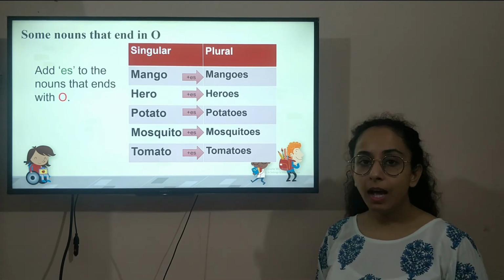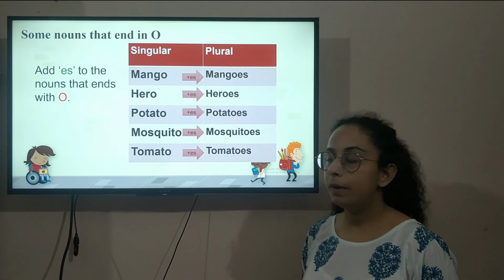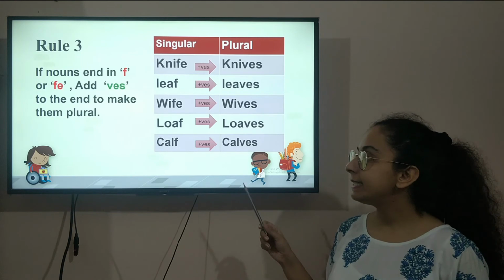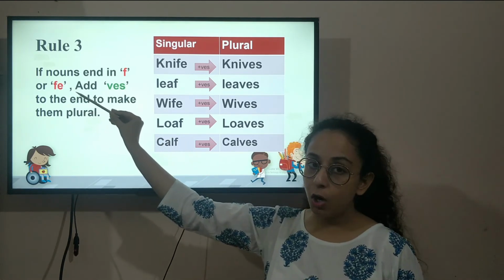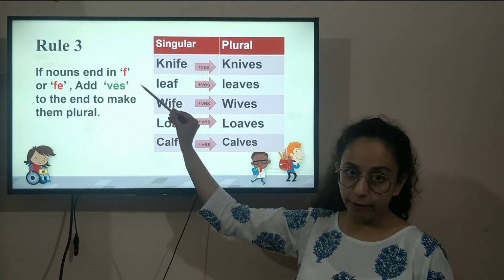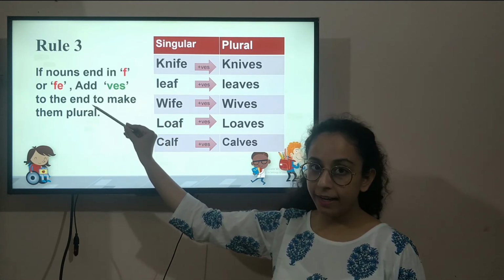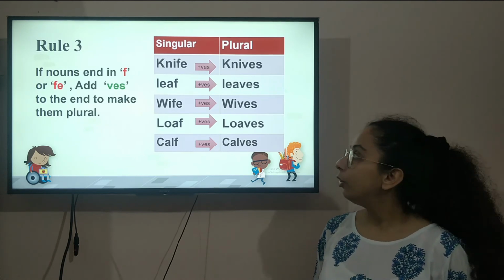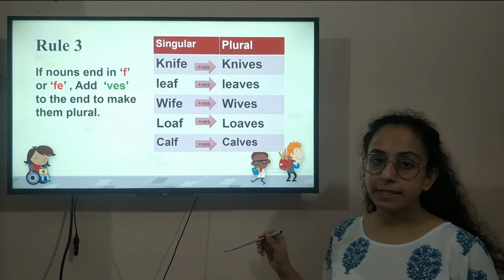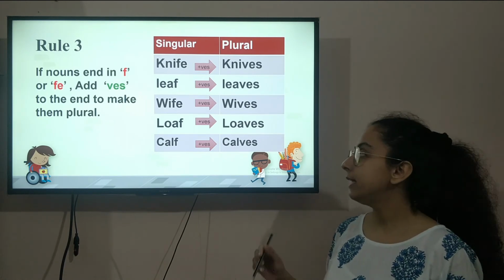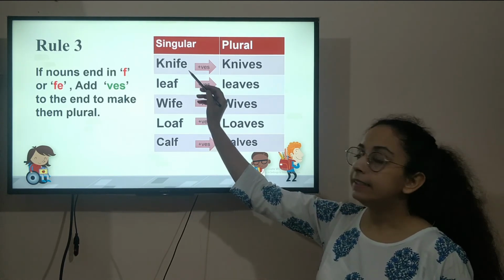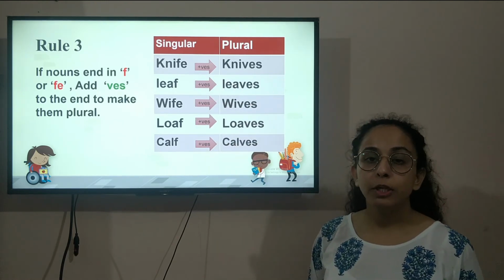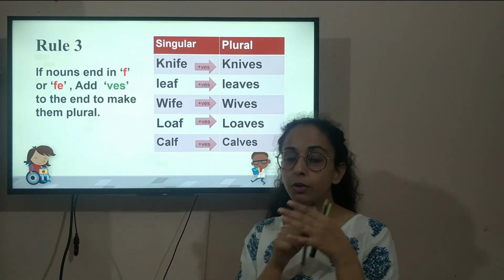tomatoes. Okay, now let's move to rule number 3. So what does rule number 3 state? Rule number 3 states, if nouns end in f or fe, add ves to the end to make them plural. Okay, so all the nouns that are ending with the letters fe and f, we add ves after them to make them from singular to plural.